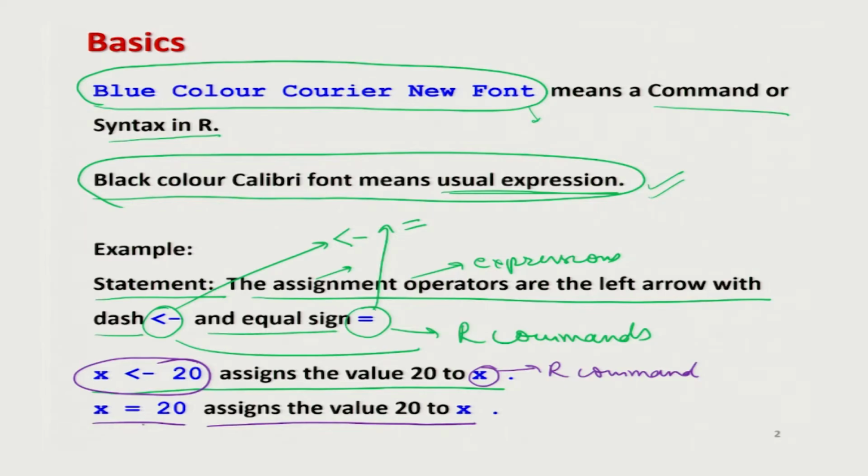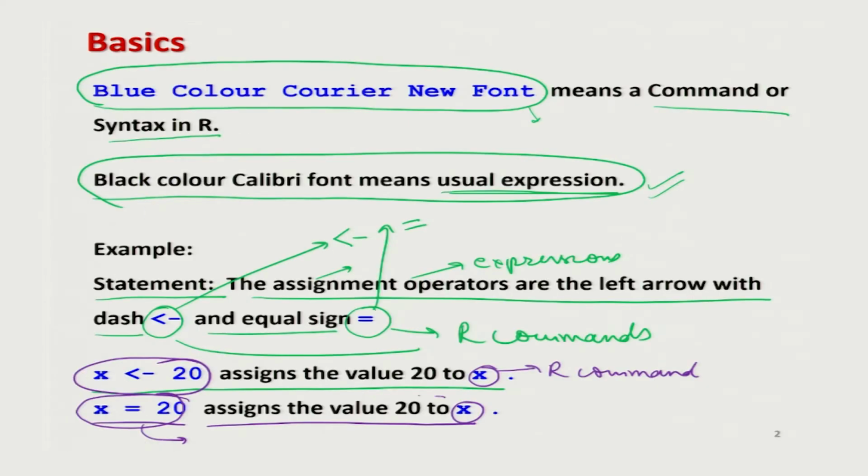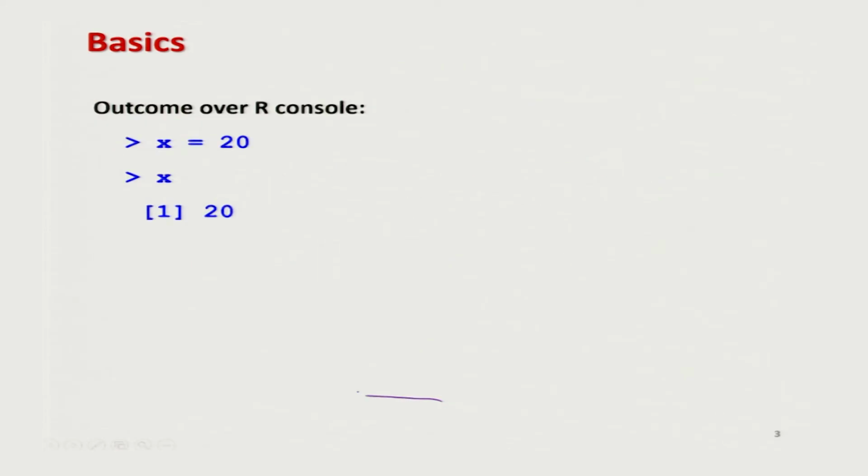This means you have to type x equal to 20 in the R software, and this is the R command. So you can now easily discriminate between the two types of sentences: those which are to be executed inside the R software, written in Courier New font in blue color, and those statements written in black Calibri font, which are for your understanding.